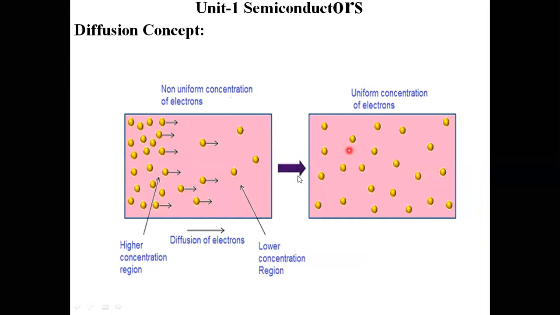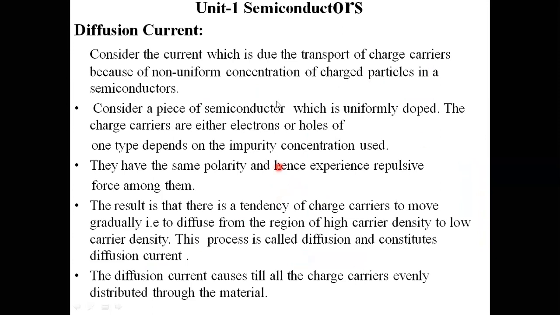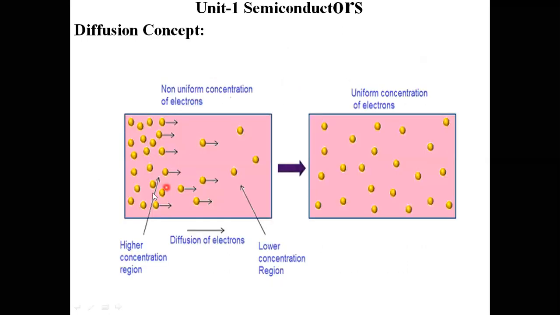This is the basic diagram. By using this diagram, we are deducing some theory from that representation. Consider the current which is due to the transport of charge carriers because of non-uniform concentration of charge particles in a semiconductor material. The charge carrier concentration flow will take place. Due to that, I am going to obtain some current here. That is the meaning of this.